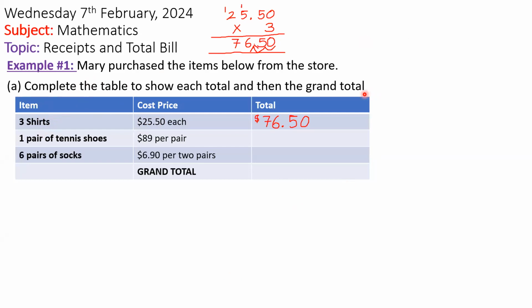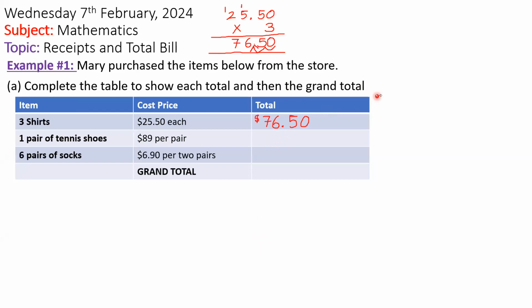It says 1 pair of tennis shoes and it's $89 per pair. So what are we going to do for this one? You don't have to do anything, just put 89 inside the total. Why do we just put 89 in our total slot? Because it's $89 per pair, but you only buy 1 pair of shoes.